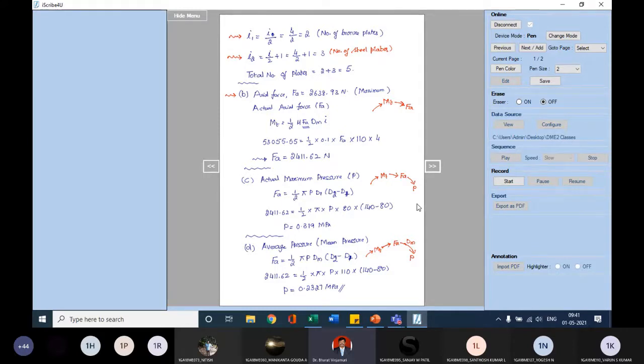These are the steps which we have done for this average pressure. This is your marks list; this is how the marks will be given. So clearly write each and every step. Right? Shall we go for the next numerical?